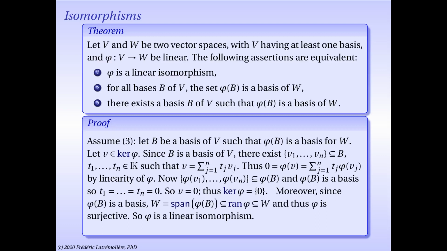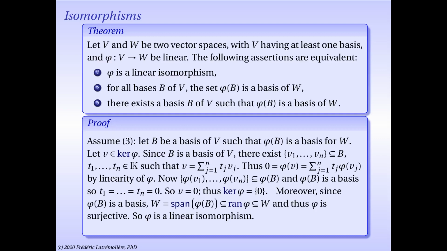Moreover, since phi of B is a basis, W is the linear span of phi of B. But B is a subset of the domain of phi, so the linear span of phi of B is a subset of the linear span of phi of the entire space. In other words, it is a subset of the linear span of the range of phi.